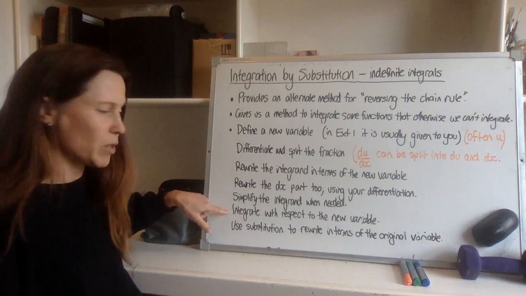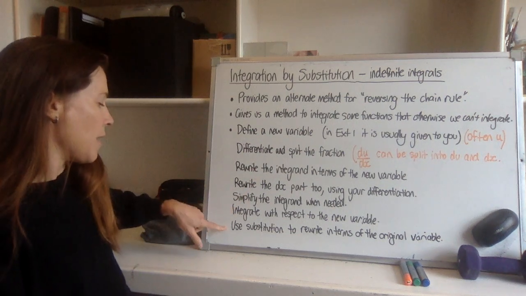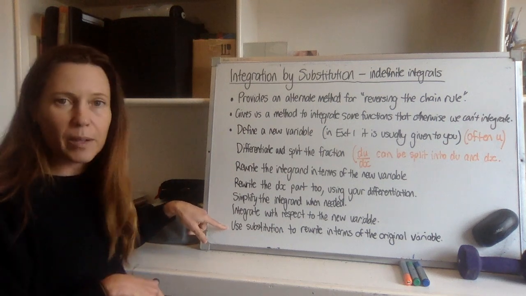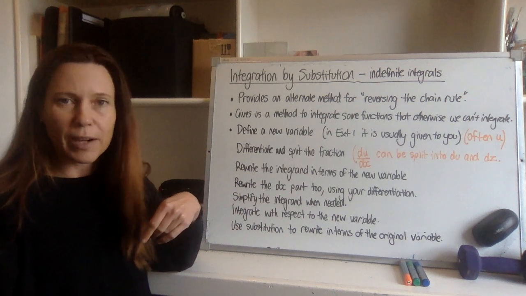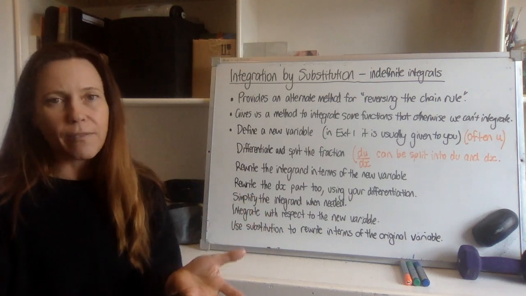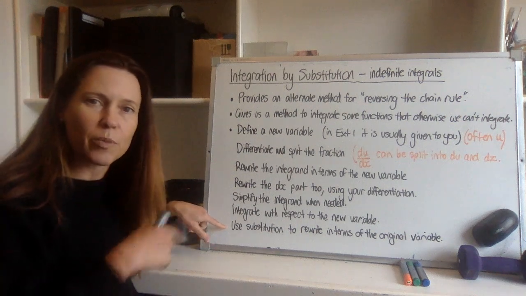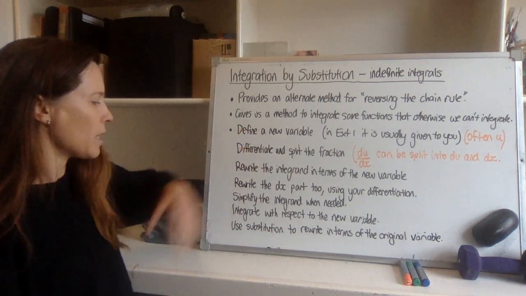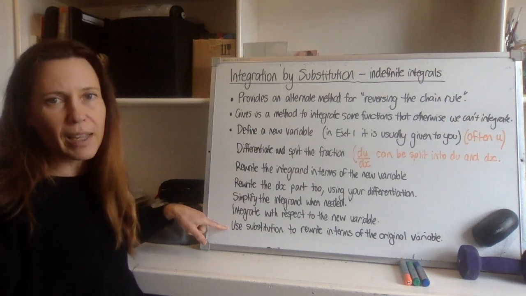Then you'll integrate with respect to your new variable, whether it's u or theta. And then at the end, substitute back, because if you've been asked a question about x and you want to integrate it with respect to x, then you can't have u's and du's in your answer. So of course you'll, at the end, substitute back in whatever u was equal to, so that you've got your integration completed in terms of x.